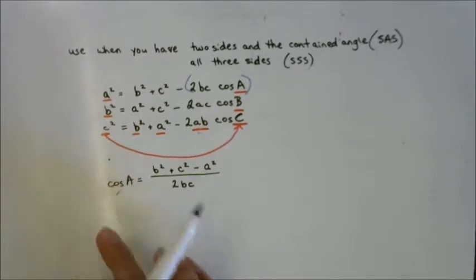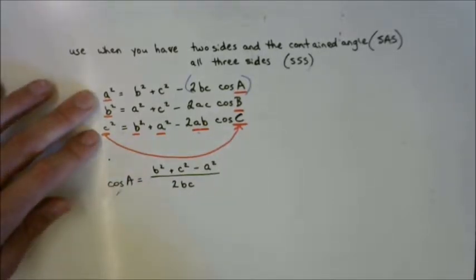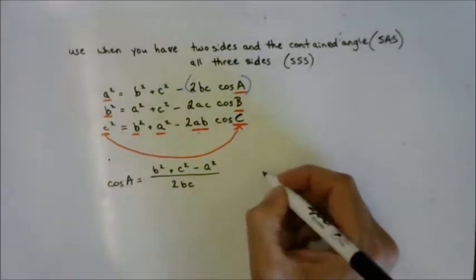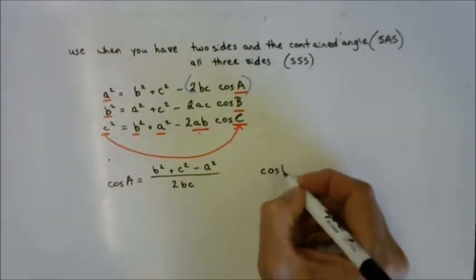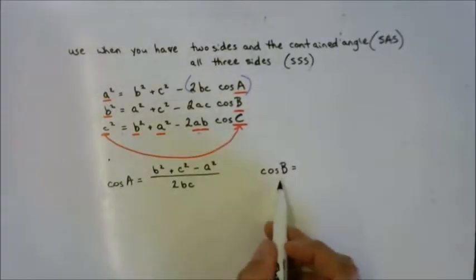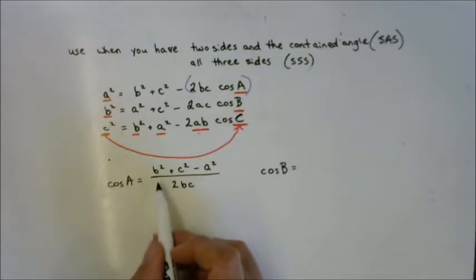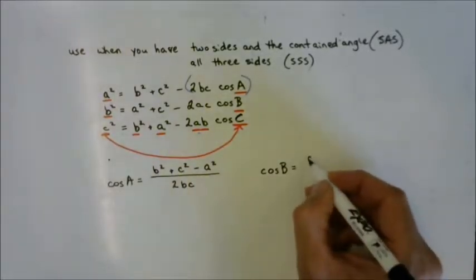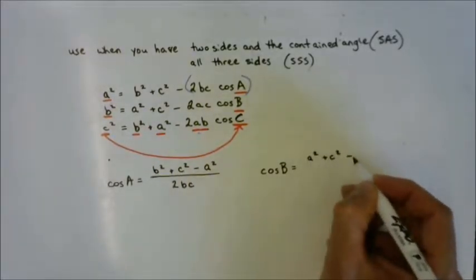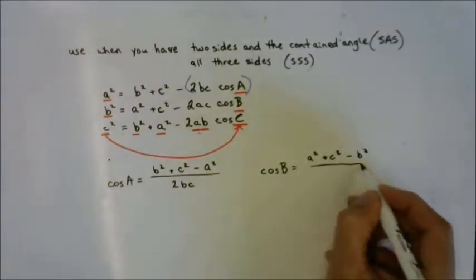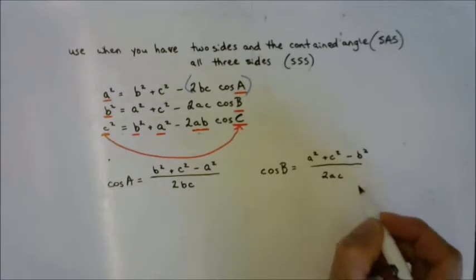Okay? And just like you could write the top format 3 different ways, you can write this one 3 different ways. I'll just write it one more way, but if you were looking for the angle b, you would use cosine of b, and then the squares of your side lengths that get added together are going to be a squared plus c squared minus b squared. And in the denominator you have 2ac.